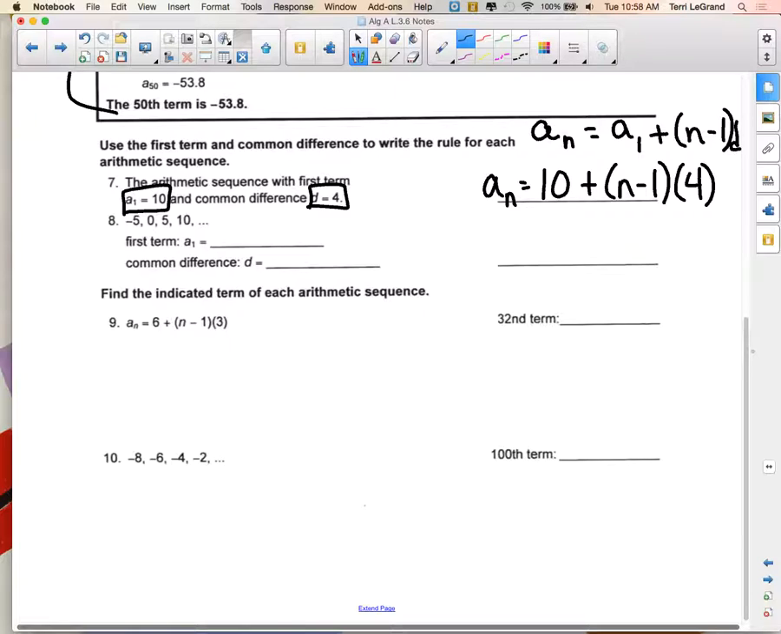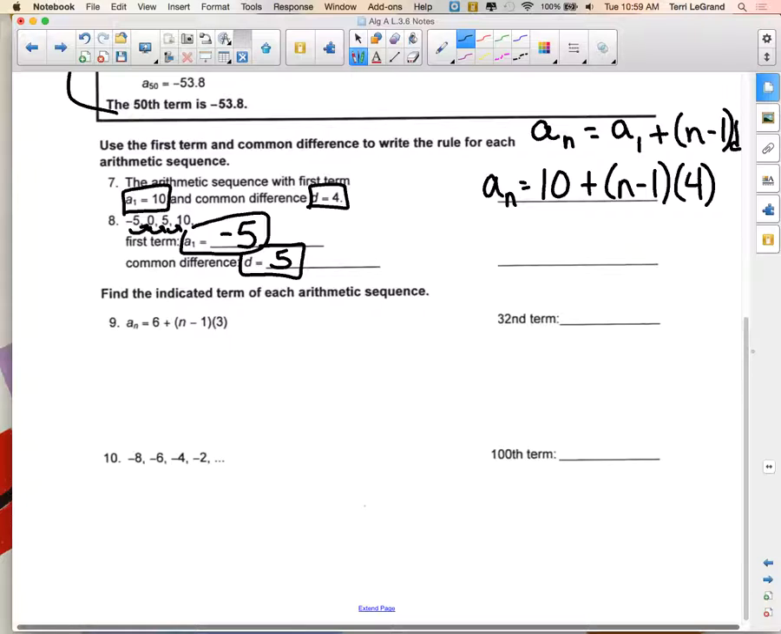Okay, number 8. They give us this sequence, -5, 0, 5, 10. We have to be able to write the rule for it. We have to be able to identify what's the first term. What is the first term of this one? -5. So our A sub 1 is -5. Let's put a box around that. And what's the common difference? In other words, to get from one term to the next, what do you do every time? You add 5. So it's a positive 5, isn't it? So we have d equals 5.